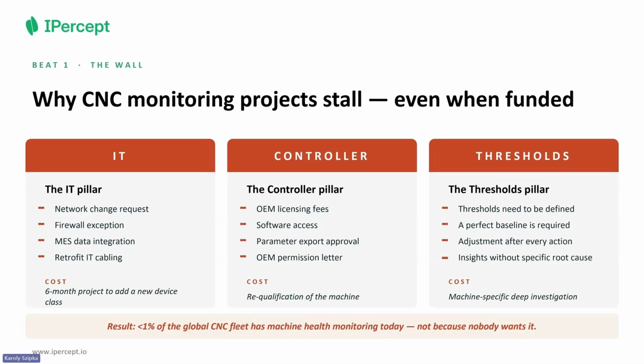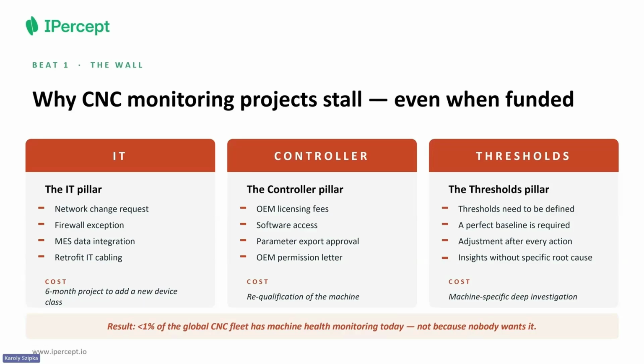The second wall is the controller pillar. Some solutions pull data from the CNC controller directly, and that sounds clean at first. Then you find out you need a license from the controller vendor. You need to manage the variety of different controller types. The OEM has to sign off, and some qualified machines would need recertification, or it simply means an unacceptable cybersecurity threat for the factory. What that means is at least weeks, but more likely months of paperwork.